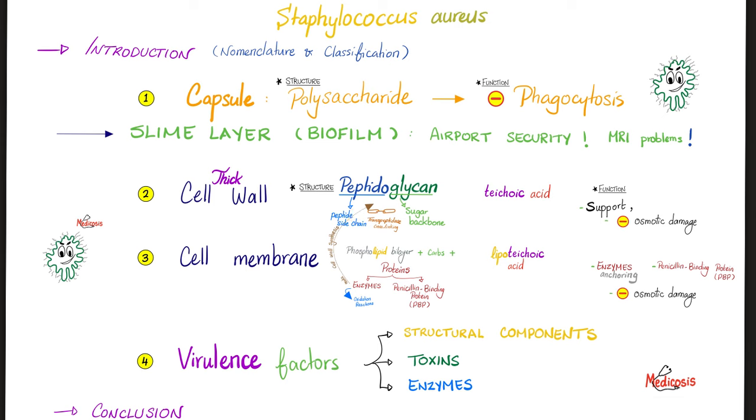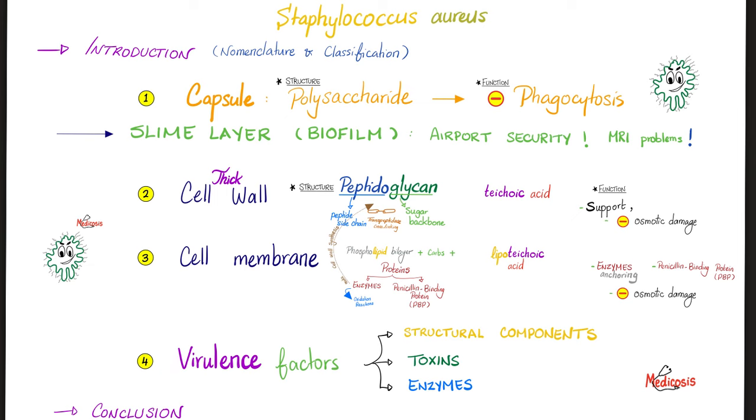The cell membrane does not have teichoic acid. The cell membrane is full of fat, lipid bilayer, therefore lipoteichoic acid. Big difference. The cell membrane has those enzymes and they act as anchoring proteins. Of course, cell membrane also protects the bacteria against osmotic damage. Why is Staph aureus dangerous to you, aka virulence factors?